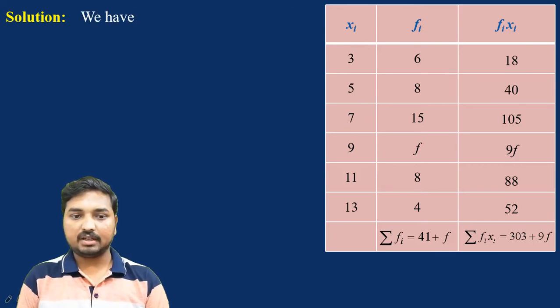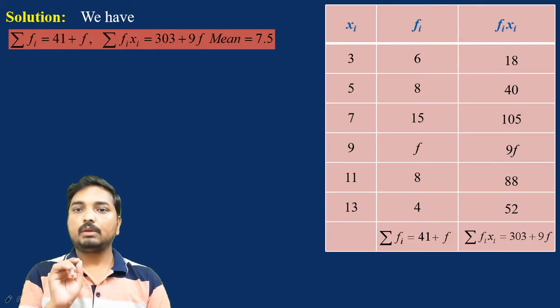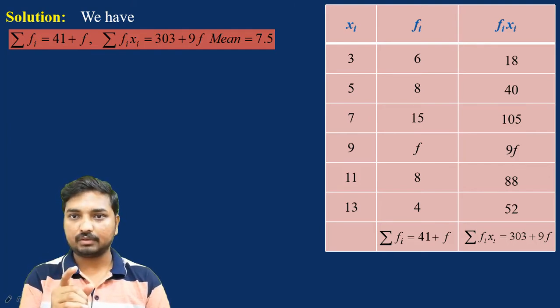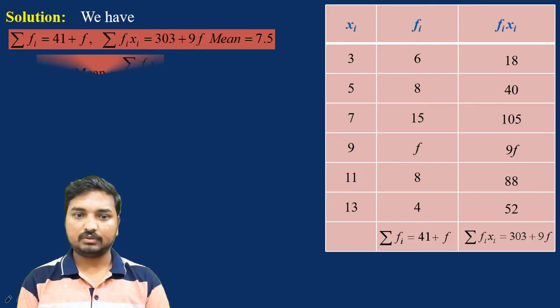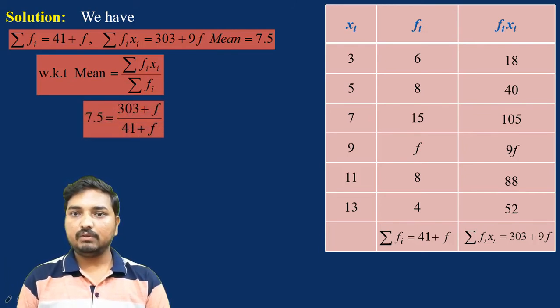Now the next step is to write down the data you got up to here, summation fi and summation fi xi, and one more important thing, the mean is given in the problem itself. Till now I have written the value of the mean, mean is equal to 7.5. What is the next step? Write the formula, mean is equal to summation fi xi divided by summation fi. Next you need to substitute. Mean is 7.5, summation fi xi means 303 plus 9f, and summation fi means 41 plus f. I have substituted all three terms.